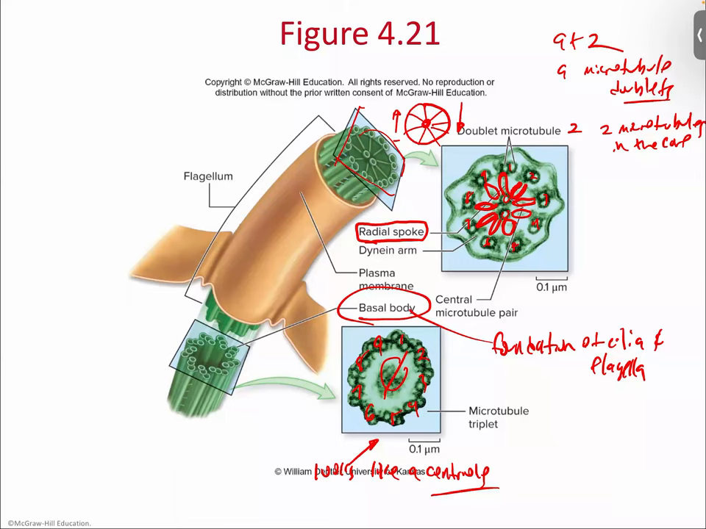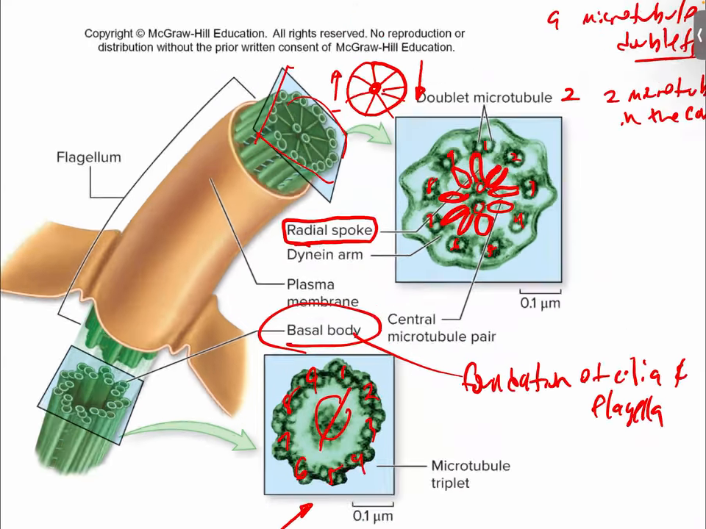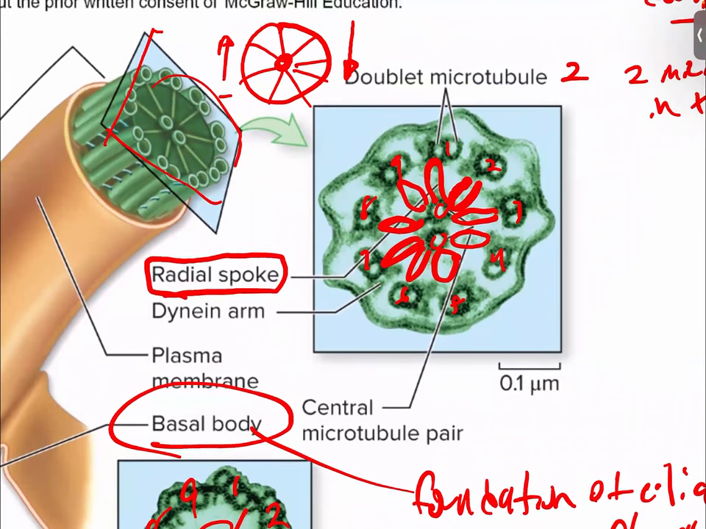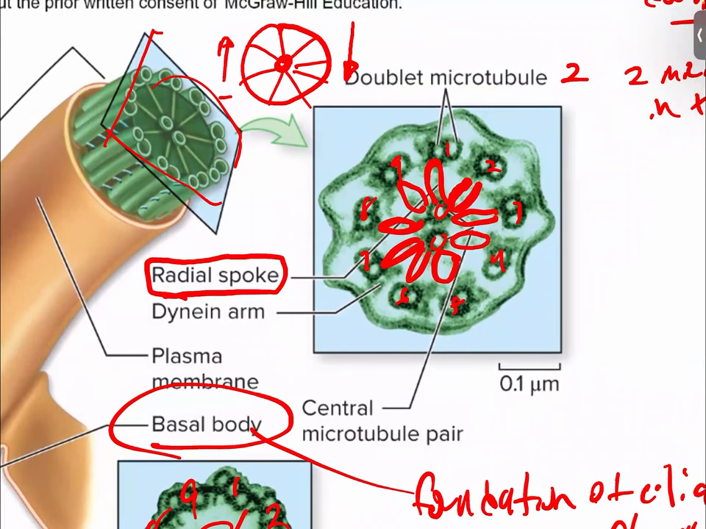Now, the other thing also that we want to make sure we see very clearly is more green blobs, by the way, but green blobs that are actually attached to the doublets. So notice these little guys right there, these little like Mickey Mouse ears. You can see there's like two of them, very distinct, two blobs on every doublet. These are dynein.